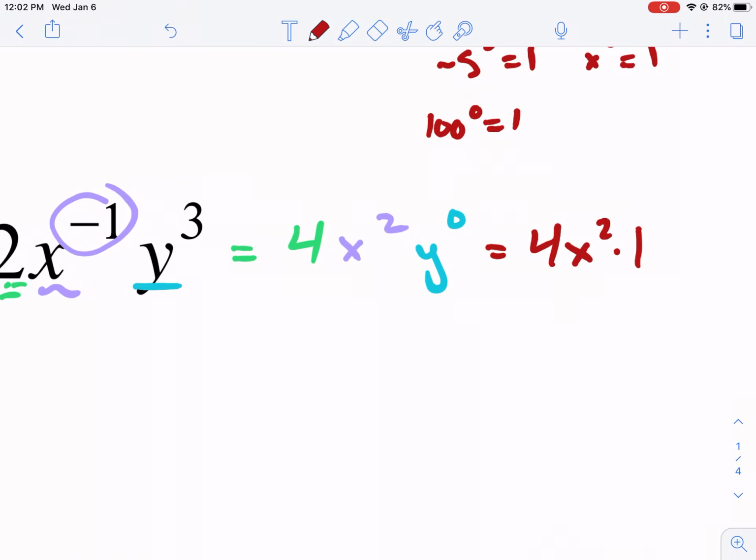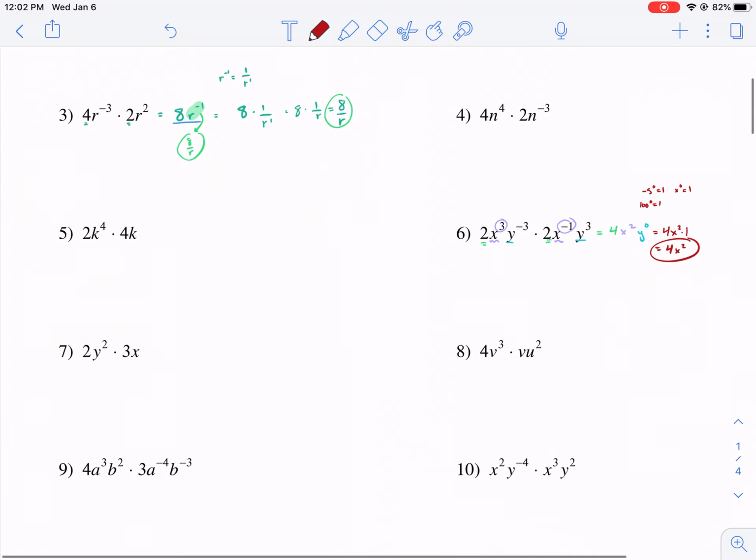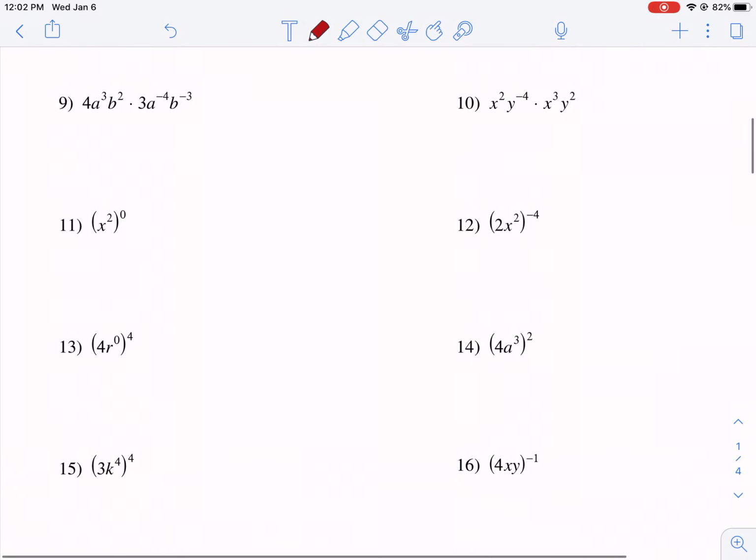So y to the 0 power is just 1. Essentially what that means is we don't end up writing it. We just get 4x squared, and that's our final answer. So there's that one. Let's take a look. I'm going to do maybe one more from this side.